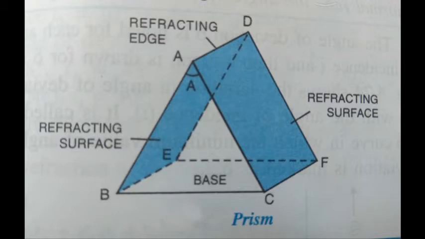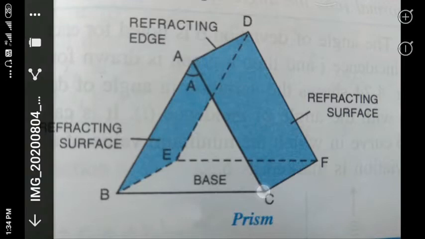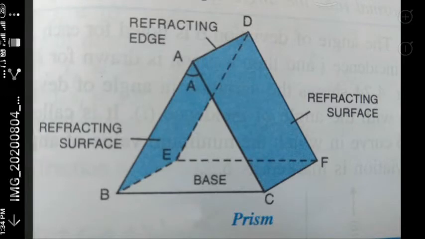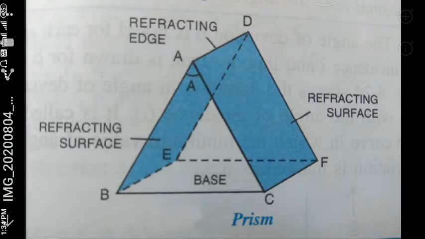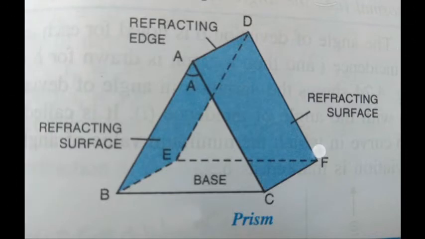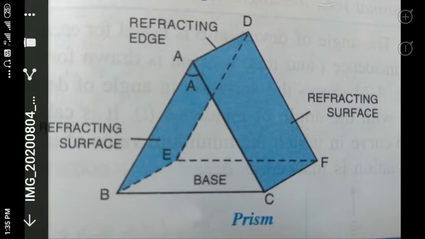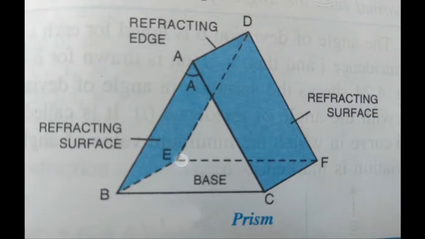It's a 3D picture, and you can see that a prism is bounded by 5 faces or 5 surfaces, out of which 3 are rectangular surfaces and 2 are triangular. The 3 rectangular faces are respectively ACFD, ABED, and BEFC. BEFC in itself is the base of the prism. Also, the 2 triangular faces are ABC and DEF.